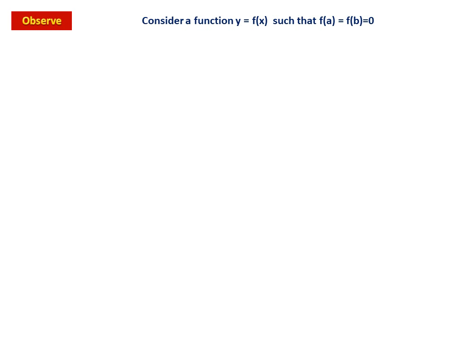Let us observe some of the important things. Consider a function y equals f(x) such that f(a) equals f(b) equals 0. That means it is cutting the x-axis at 2 points. Say this is the situation. So the function y equals f(x) cuts the x-axis at a and at b, so that f(a) and f(b) are both 0.